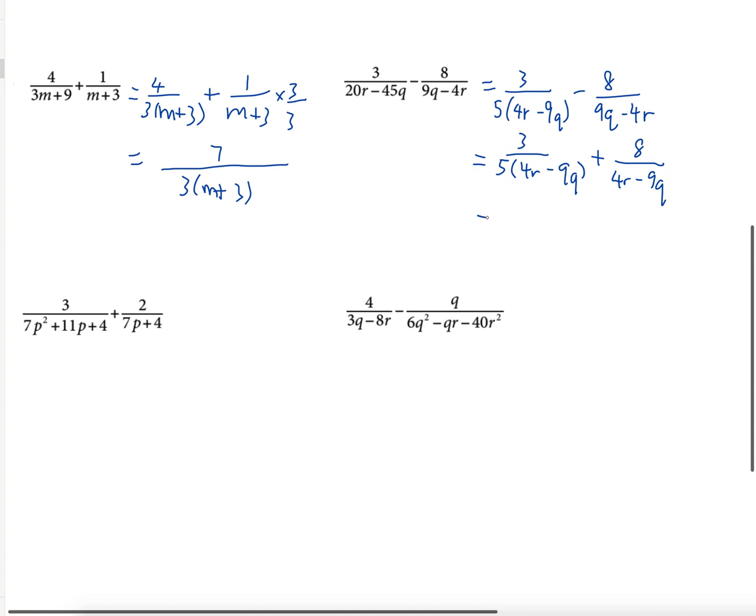So now the denominator is the same, except that now we don't have a factor of 5, so we need to multiply by 5 over 5. And now the denominator is the same, 5(4r minus 9q). And numerator is 40 plus 3, 43.